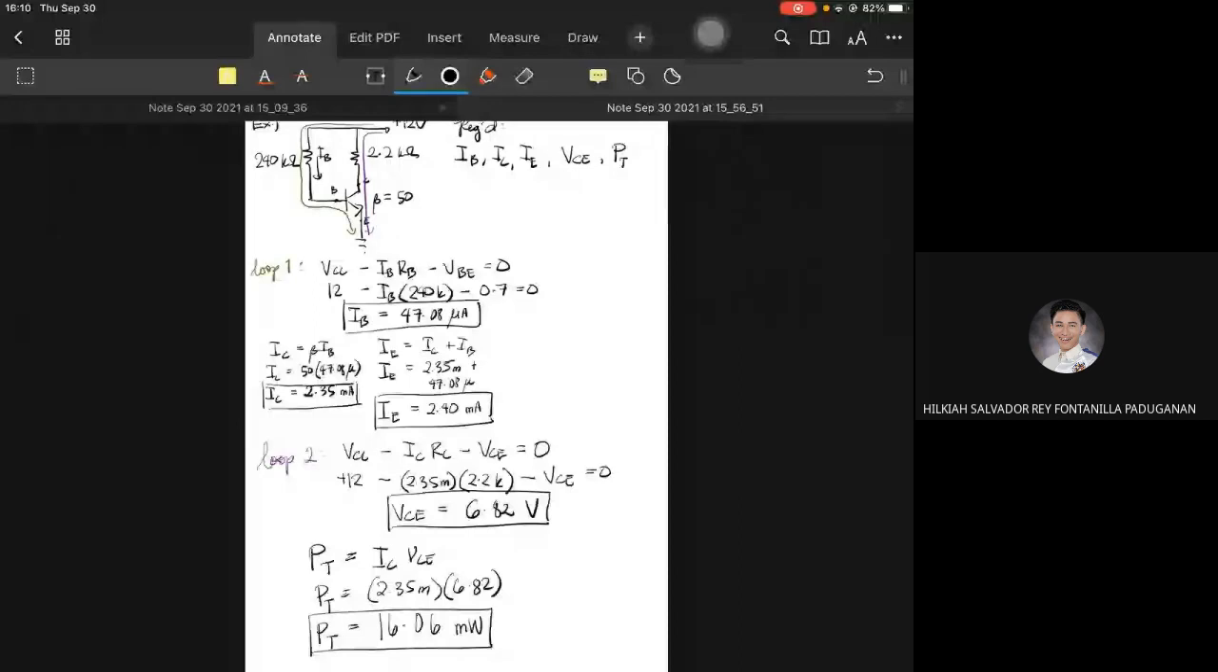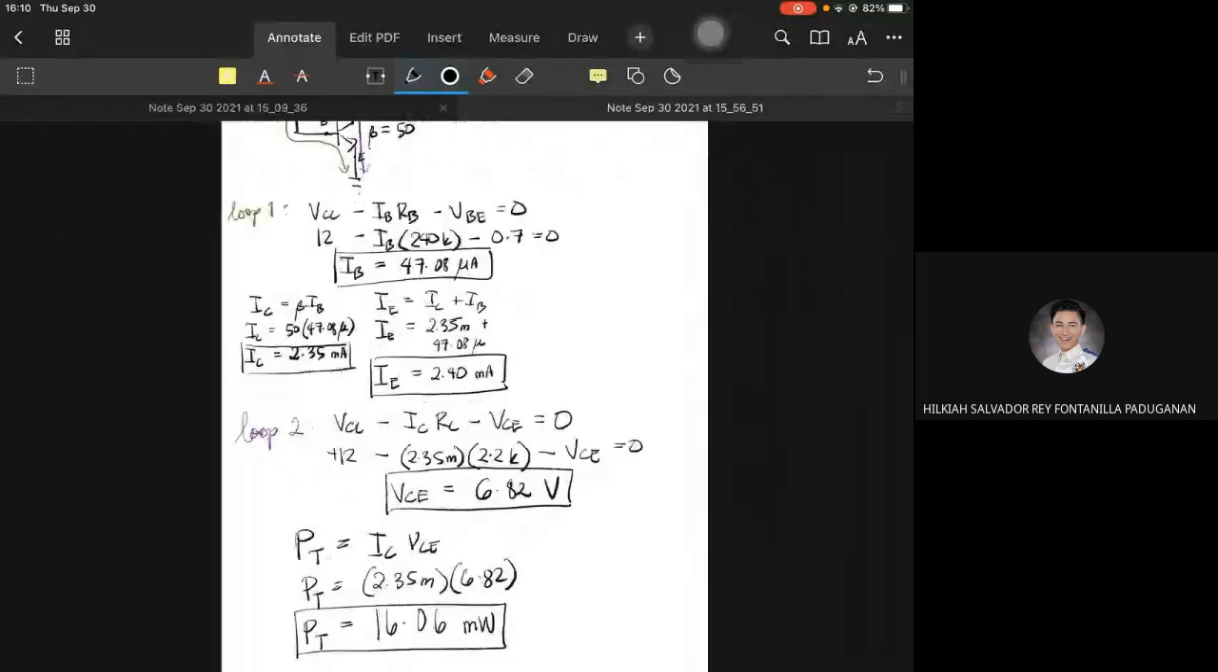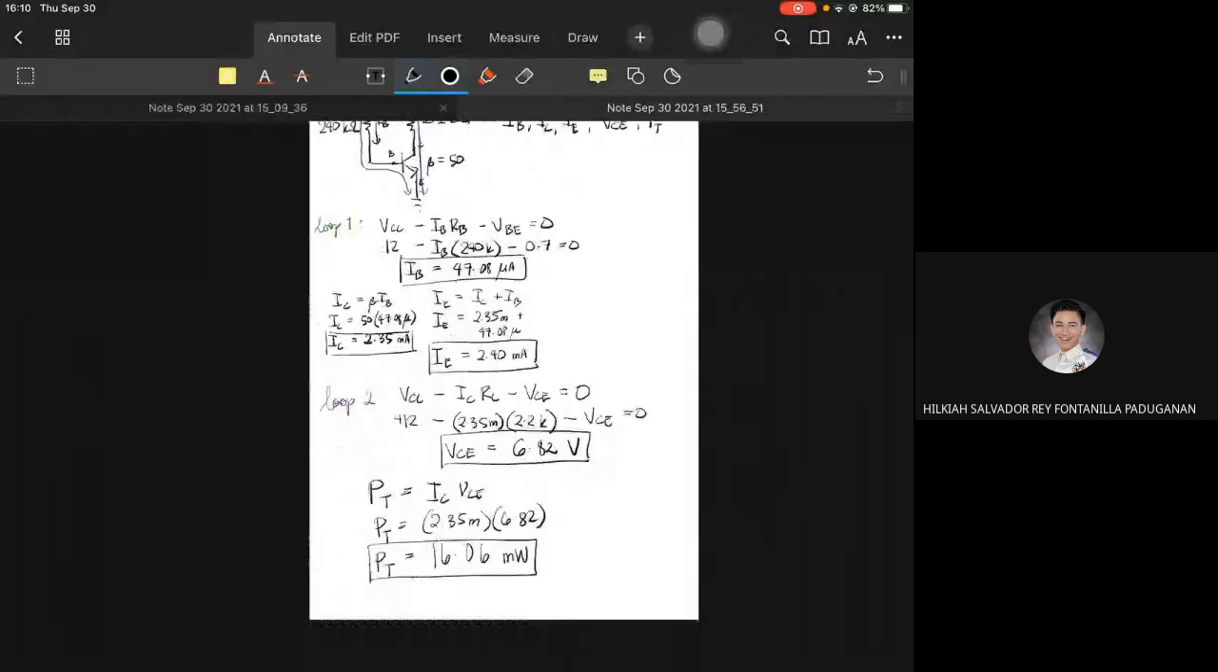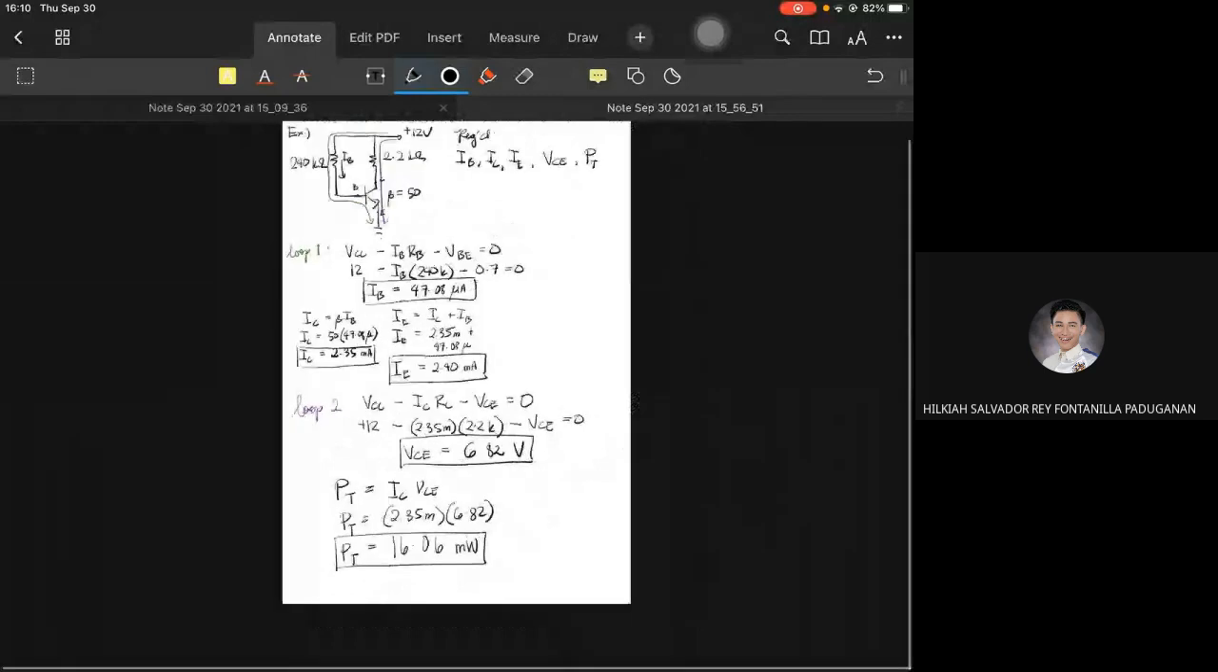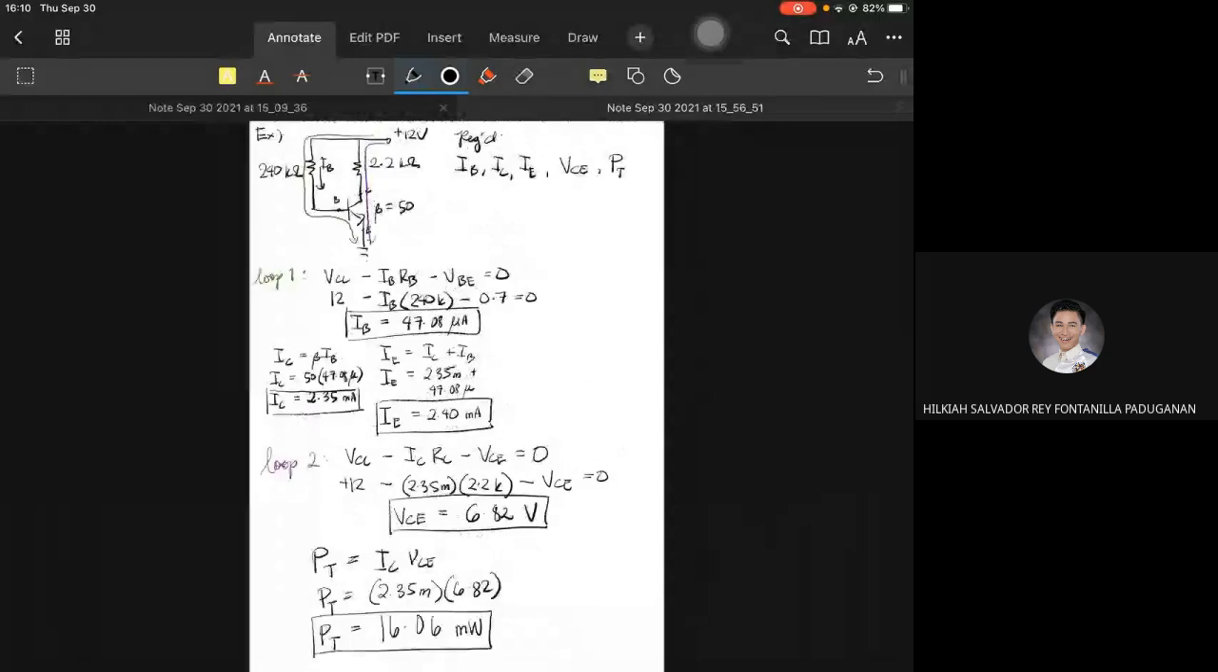Any questions? Sir, for this PT, the formula is always solving for IC and VCE. PT, okay, sir. Sir, can you zoom out a bit so I can see the bigger picture? Yes, sir, like the full solution.